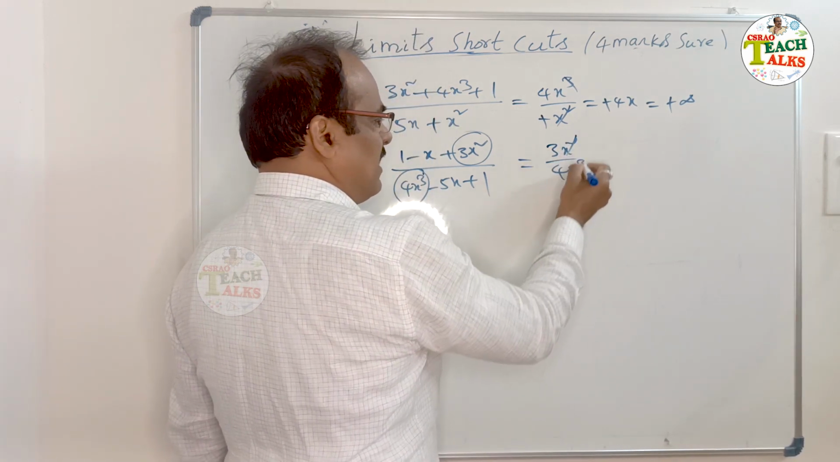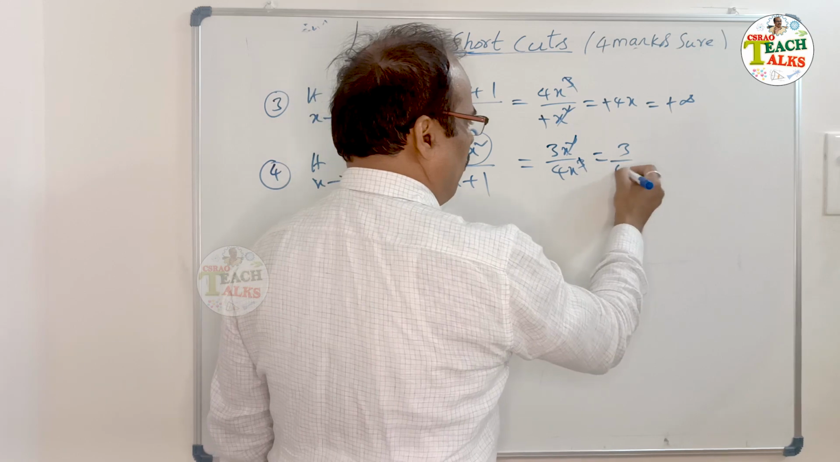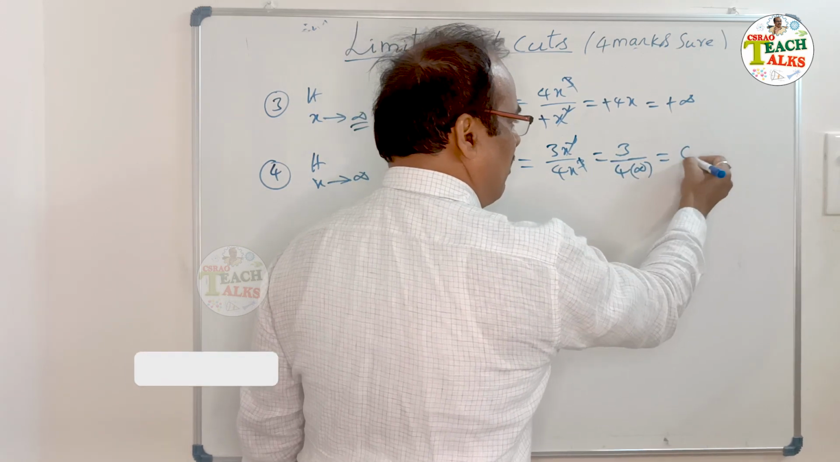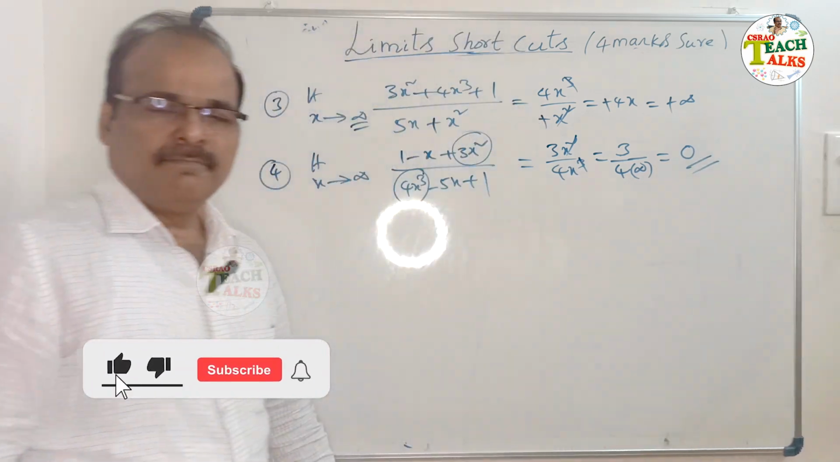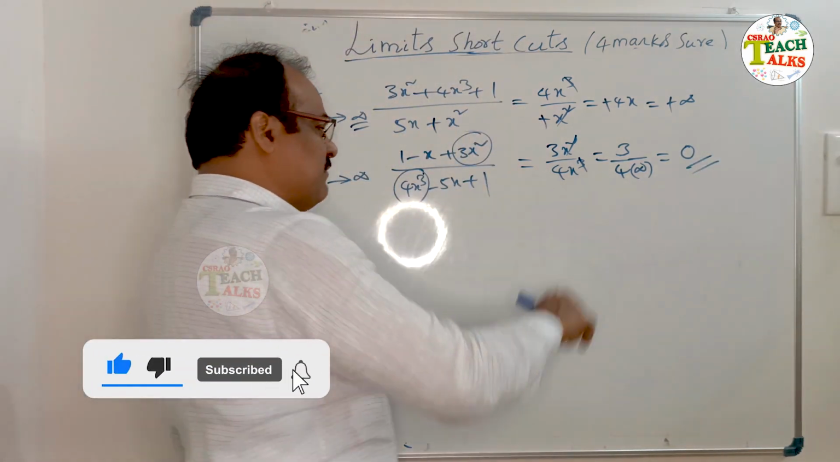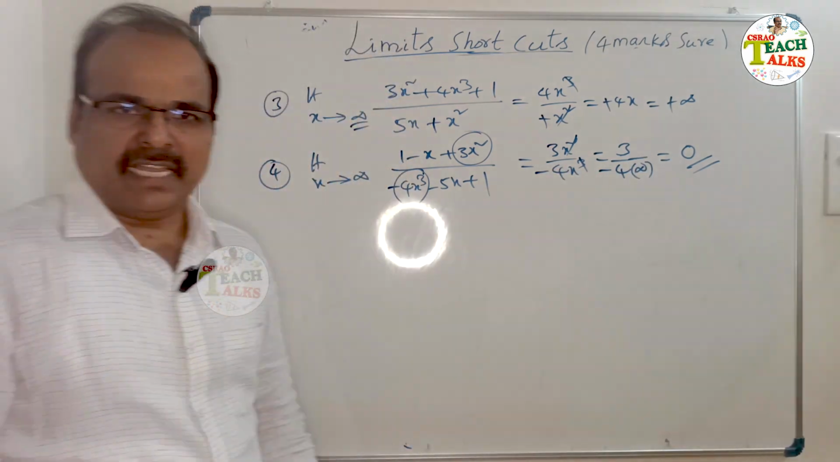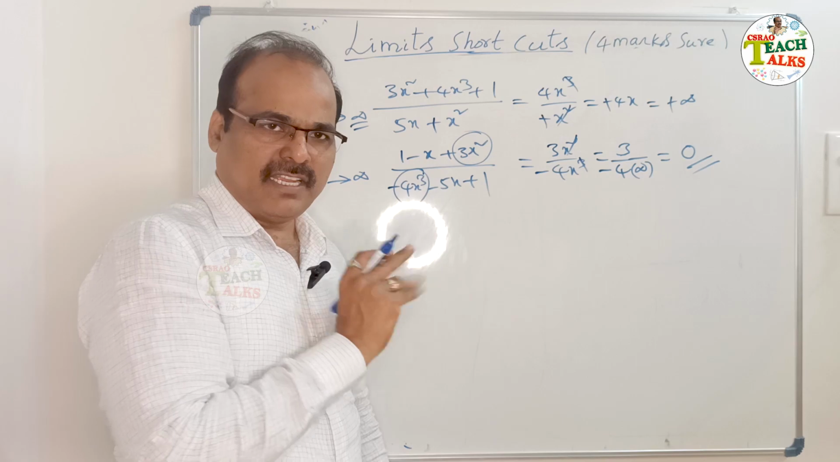Here 3x square by 4x cube. If you observe, square and cube gets cancelled, 3 by 4 into infinity. You know, any number by infinity is always 0. We know very well, any number by minus infinity also, suppose here minus is also there, that is also 0. Okay, you have to understand this one, I think.